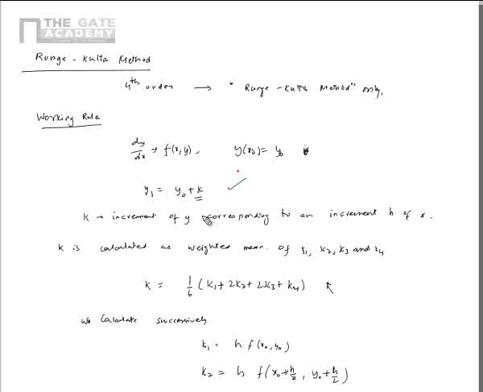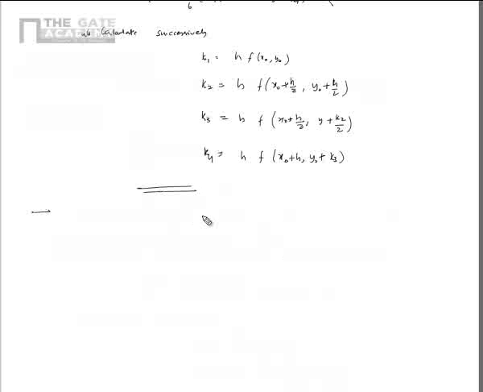So k1, k2, k3, k4, you have to just compute it independently and then find out k, and that becomes the increment of y. So now let's apply those methods and solve some problems. Okay, so applying this Runge-Kutta method.